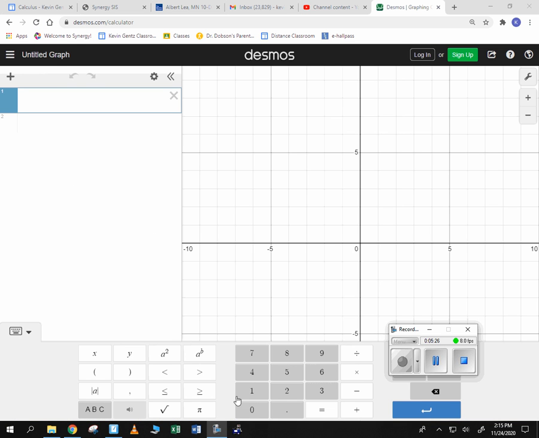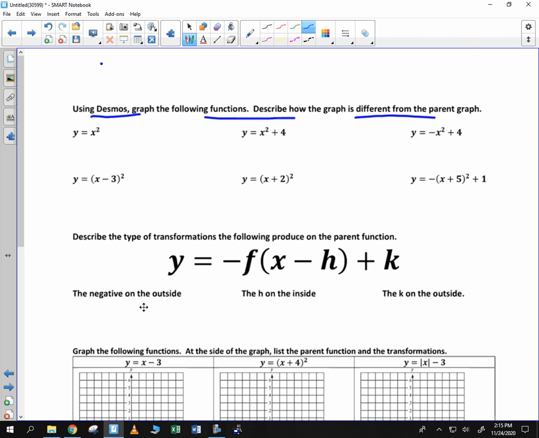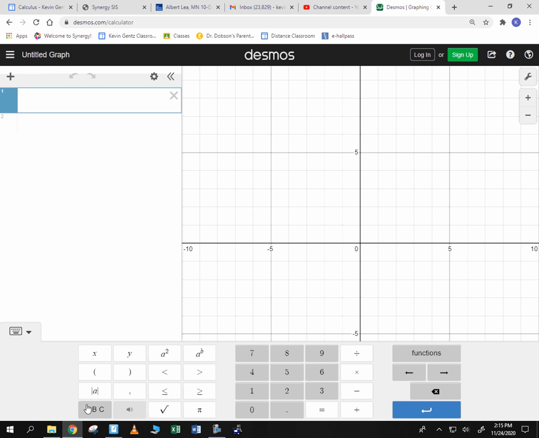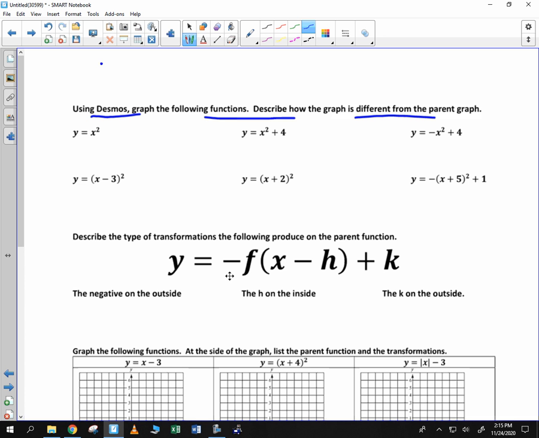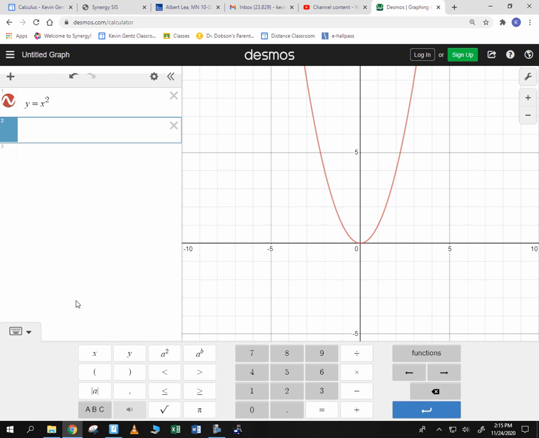Okay, Desmos is a great graphing calculator, and what I'm going to do is type in first x squared. So y is equal to x, and we're going to square that. Notice that we get the parabola just like you thought you would. I'm going to hit enter and look at the next one and see what happens. I'm now going to look at this one, which is y equals x squared plus 4.